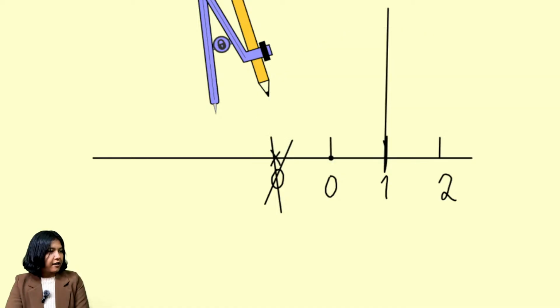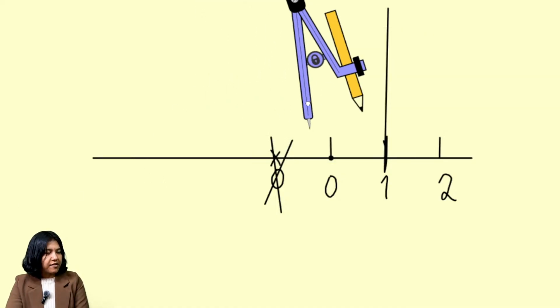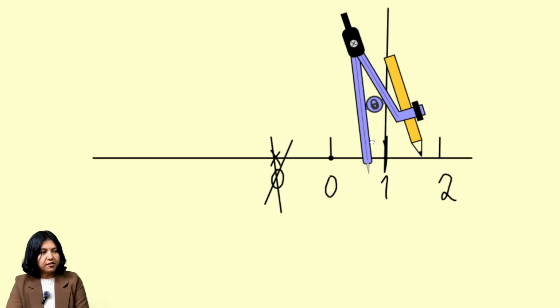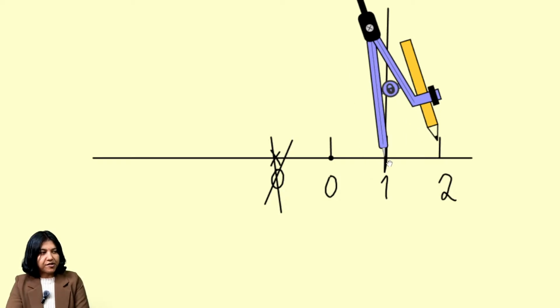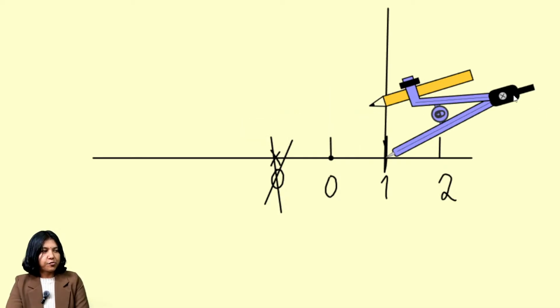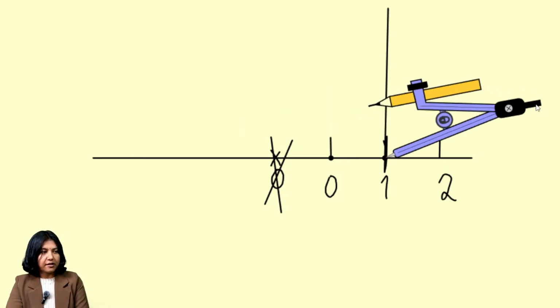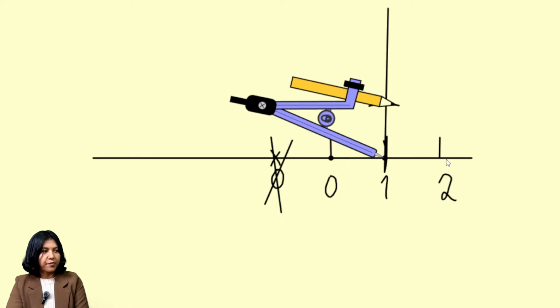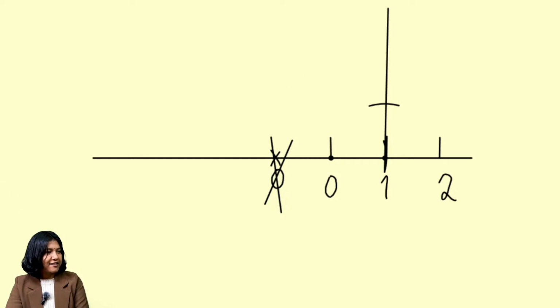Now I'll take my compass. I've already measured 1 unit here. I'm going to take my compass to that point where I was before. From here, I just want to mark that 1 unit on that perpendicular line. Once I'm done with that, why did I do it? Because I know 1 unit base and 1 unit height makes the hypotenuse exactly equal to square root 2, right?